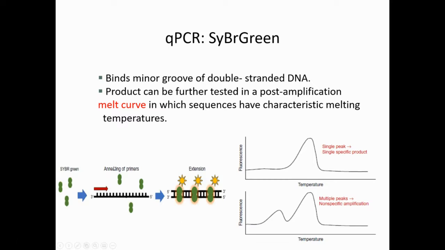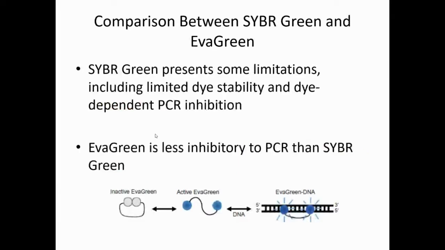So that's a melting curve analysis. Normally, you have to perform this to ensure that your PCR reaction is correct. That's for the qPCR. And the SYBR Green and the ethidium bromide are very cheap, but they have some limitations. The SYBR Green, for example, has limited dye stability and dye-dependent PCR inhibition.